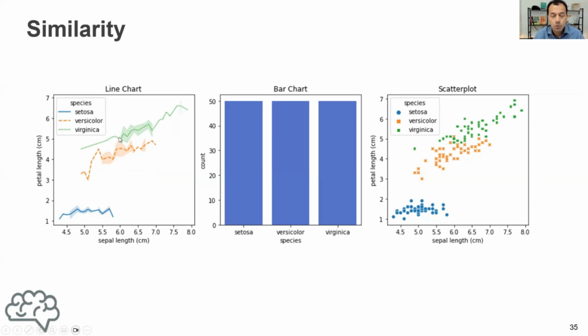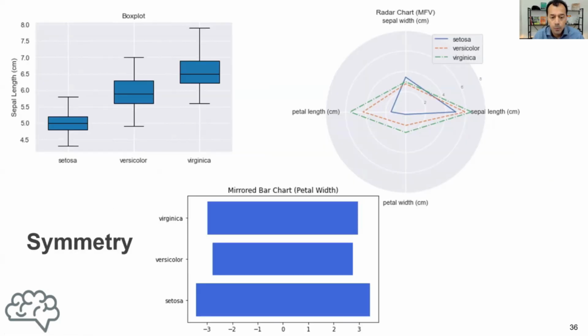But I decided to use two of them to detach even more the difference between them and also to provoke this discussion here with you. For the principle of symmetry, let's take the case of the iris dataset of Fisher again, and let's observe here when we plot the box plot with the sepal length that these distributions are quite symmetrical.